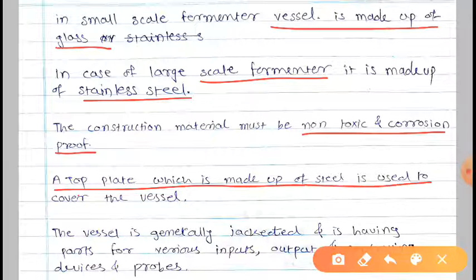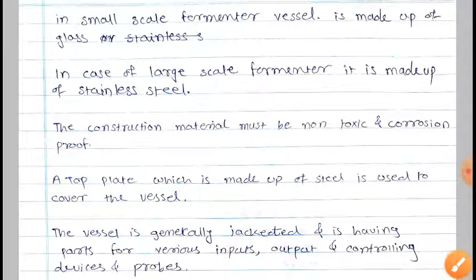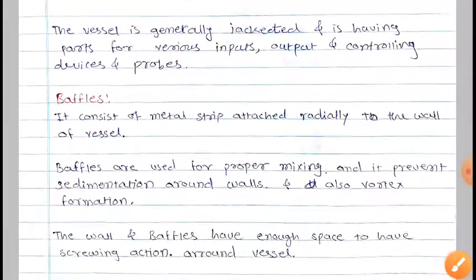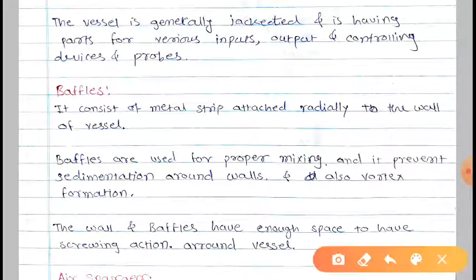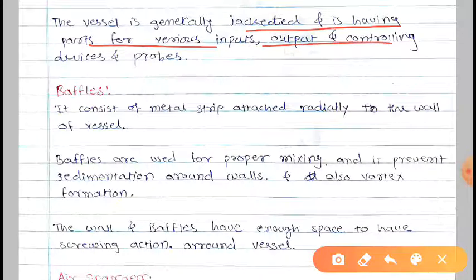A top plate which is made up of steel is used to cover the vessel. The top plate is used to cover the vessel, and it closes that cylinder or that fermenter. The vessel is generally jacketed and has many openings, inputs and outputs, which are controlling the fermentation process.